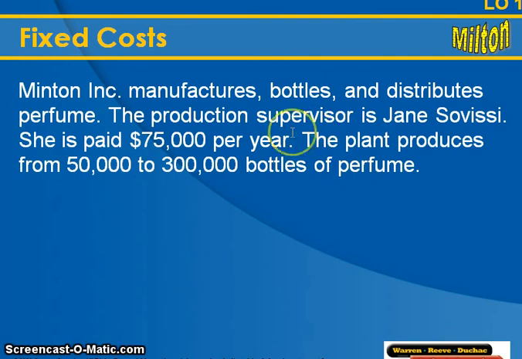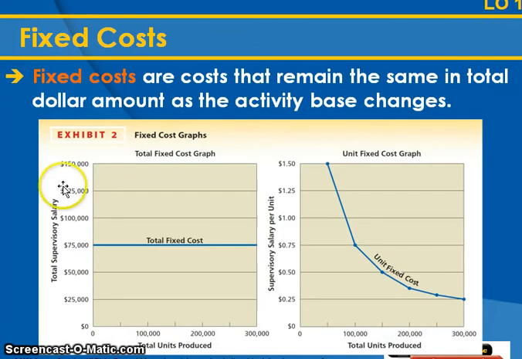All right, so the example the book uses is Minton Inc. manufactures bottles and distributes perfume. The production supervisor is Jane Sovisi. She's paid $75,000 a year. The plant produces from 50,000 to 300,000 bottles of perfume a year. Now here's what we're saying. Whether 50,000 gets produced or 300,000 bottles get produced, she's still going to earn $75,000 a year. So with that, your fixed cost graph is going to look like this. No matter what, she's making her $75,000 a year. All right.